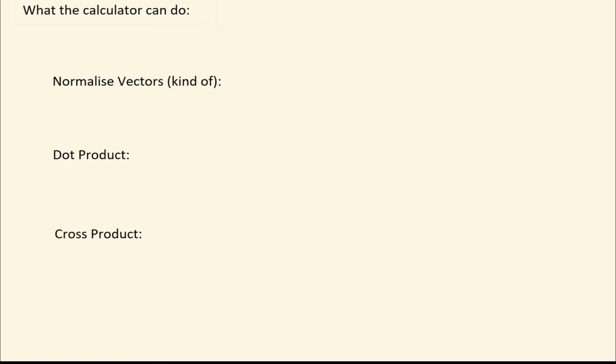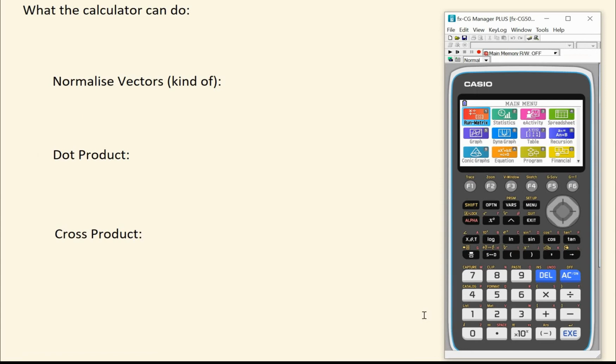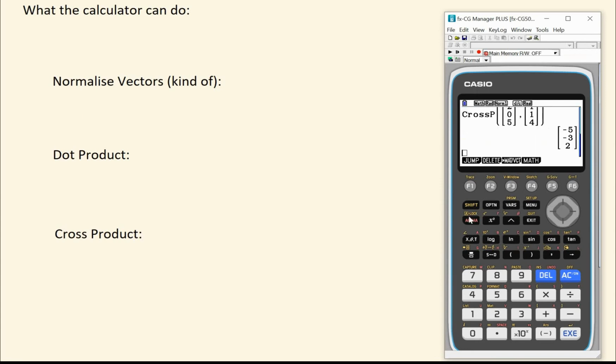I'm also going to explain quickly a few things a calculator can do that can be really helpful. It can basically do these 3 things: you can normalize vectors, sort of, and it can also do dot and cross product. I'm going to show you where those are. If we go on to run matrix, let's normalize first. If you go to option, then math vector, and then go across, you can see at the end we have a dot product, a cross product, and also norm for normalize.